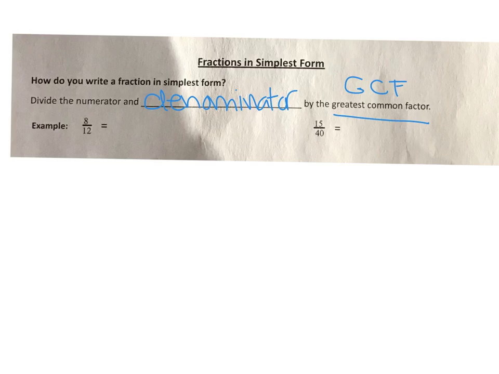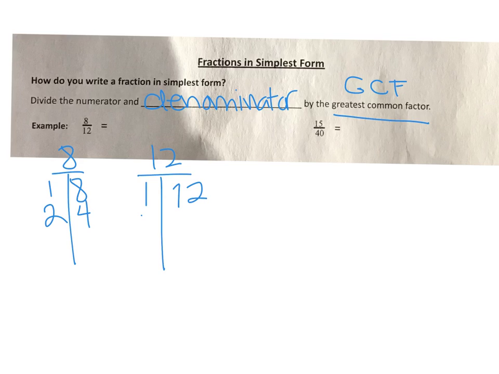So we've got our two numbers. We've got 8 and we've got 12. So I'm going to do my charts for both. So 1 and 8, 2 and 4, 12, 1 and 12, 2 and 6, 3 and 4. Make sure you're filling this in. If you need to pause it, if I'm going too fast, just pause it. And our GCF here is 4. So we're going to divide by 4 over 4.